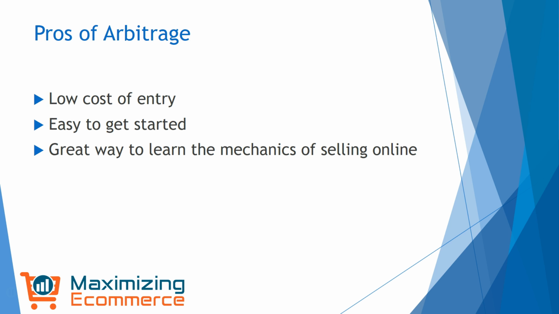And it is a great way of learning the mechanics of selling online. So for example, let's say you are selling on Amazon. There's all these little moving pieces you got to learn, like how they want the barcode labels on the products, how they want certain things, that there's certain things you can sell and certain things you can't sell. And it's a great way of learning that, is getting out there and doing the arbitrage model.